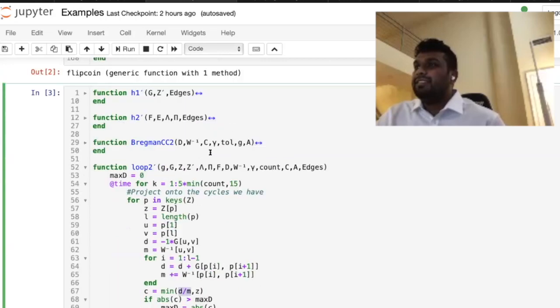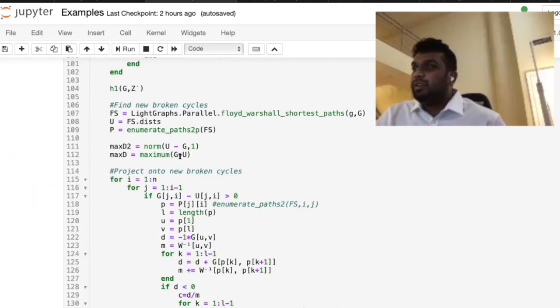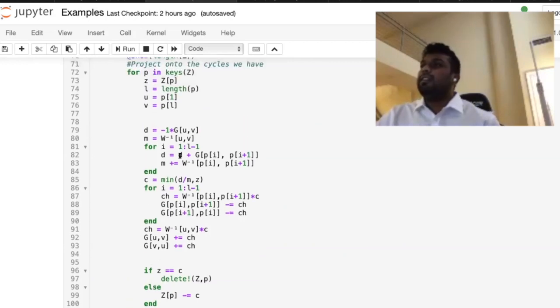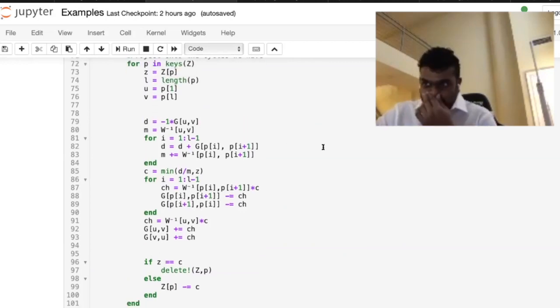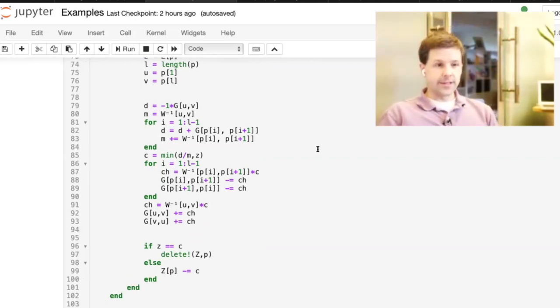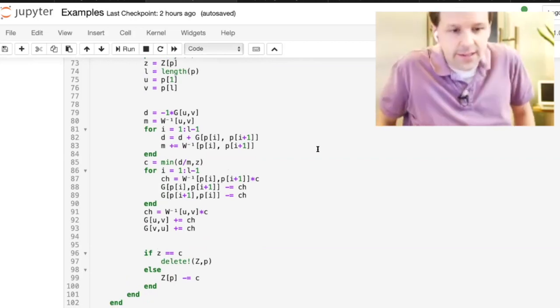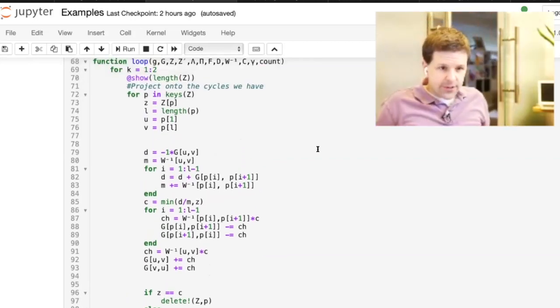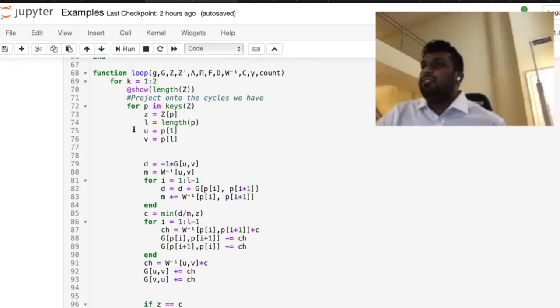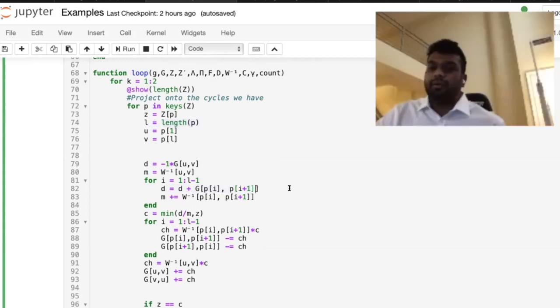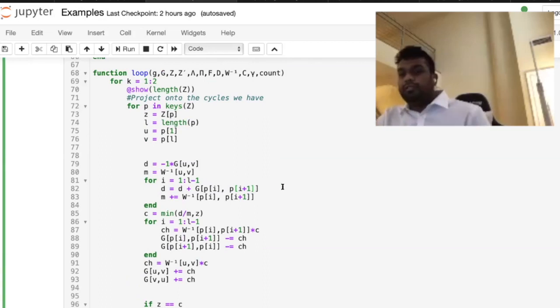Where was I? Right, so we're here. Was there anything else? Well, I guess the other silly question is, how are you storing paths in your Z dictionary? Is this just a list? So yeah, P, the keys are a list. You can see I do length of P, and then P at I plus 1. It's just a sequence of nodes. Okay.